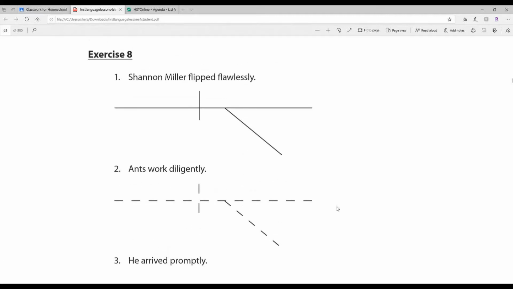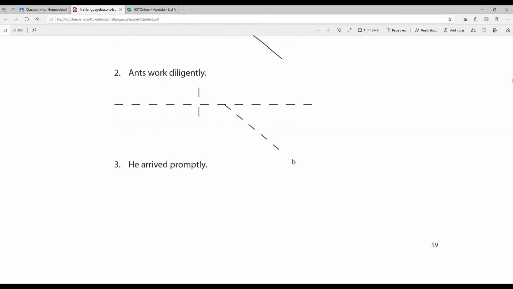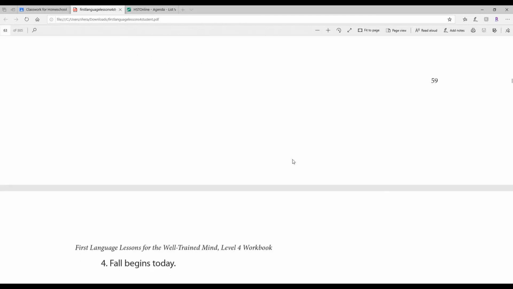So if you want to go ahead and diagram those, of course, this one, always find your verb first. Okay, so flipped is our verb. So flipped goes here. Okay, and then in order to determine the subject, you ask yourself, who or what flipped? Shannon Miller, because that's the whole name of the person. So you'll put Shannon Miller as your subject. Shannon Miller flipped. How'd he flip? Flawlessly. This tells how, so it's going to go underneath the verb. Okay? All right, so go ahead and do 2, 3, and 4. And I believe that's all for today.